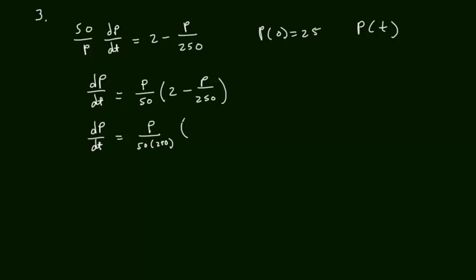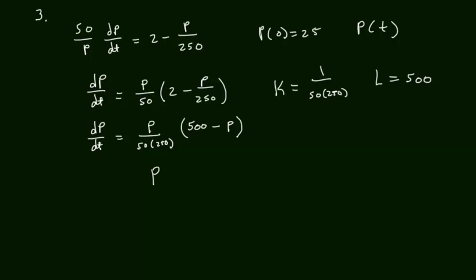Now when I factor out a 1 over 250 out of 2, it actually turns that into 500. See, if I would multiply it back in, it would give me 2 minus P. So there I have it. This tells me that big K is 1 over 50 times 250, and L is equal to 500.